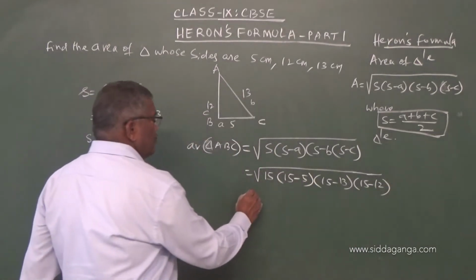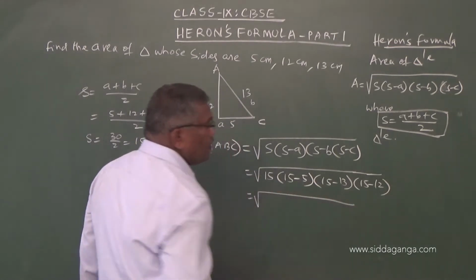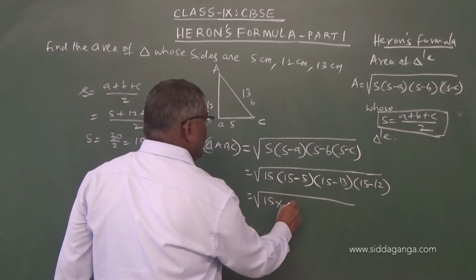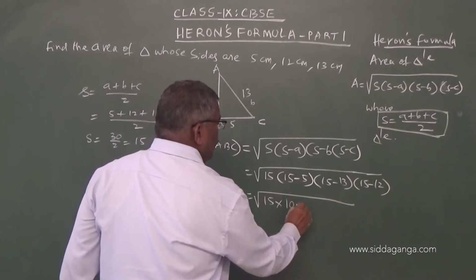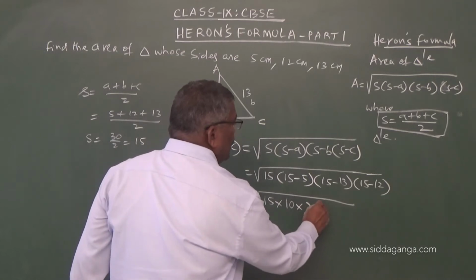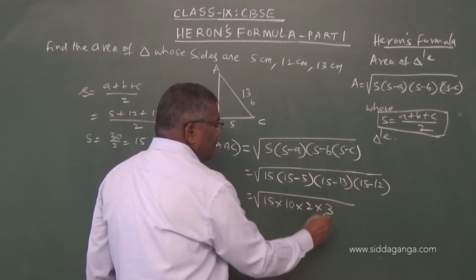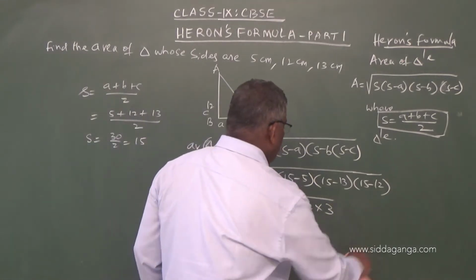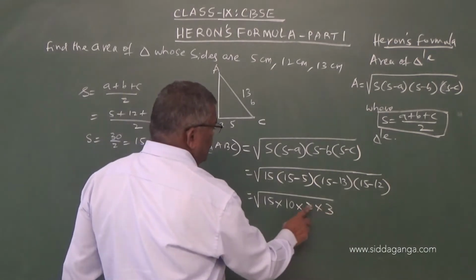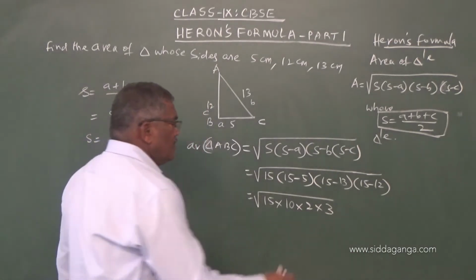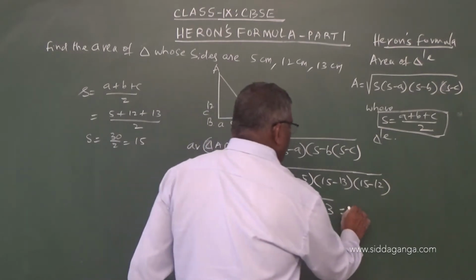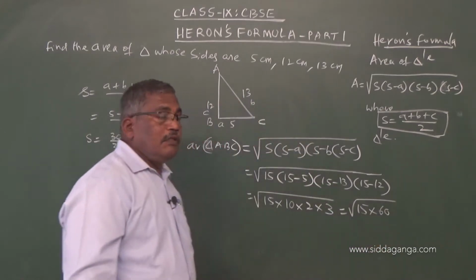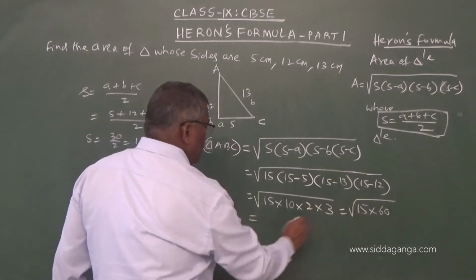So this equals square root of 15 into 15 minus 5 is 10, into 15 minus 13 is 2, into 15 minus 12 is 3. So this equals, calculate this, 3 2s are 6, 6 into 10 is 60. So square root of 15 into 60, that equals 900.